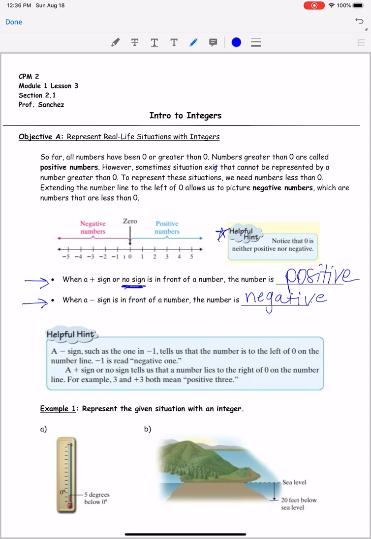Okay, so this is just a little helpful hint. You guys can read that on your own. Let's go to example 1. Example 1 says represent the given situations with an integer.